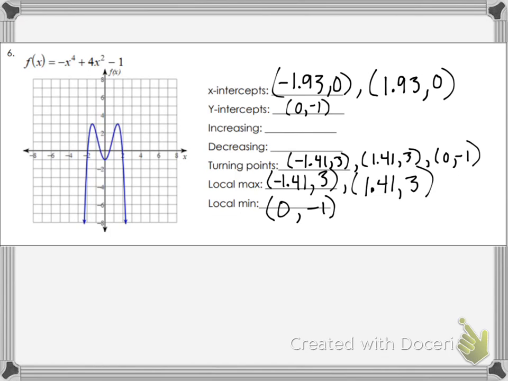Remember, we're reading the graph from left to right. When it's going uphill from left to right, it's increasing. When it's going downhill from left to right, it's decreasing. So where is it increasing?